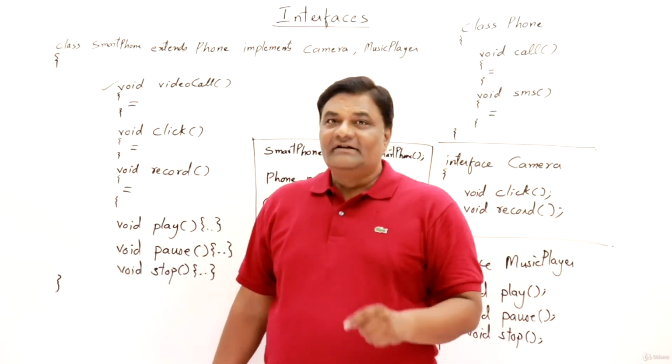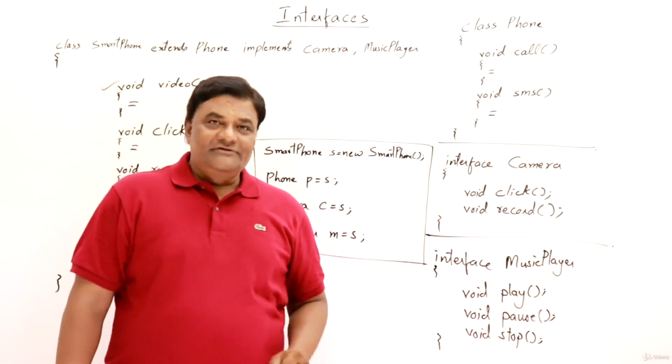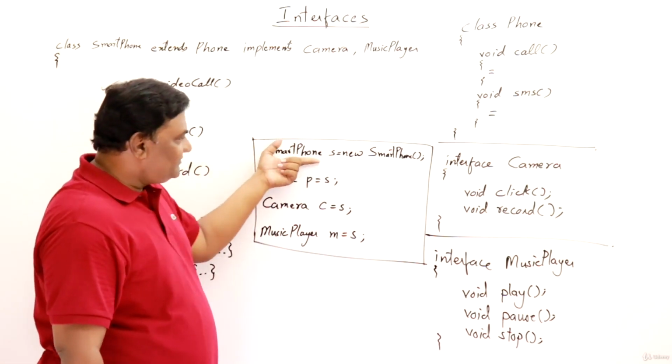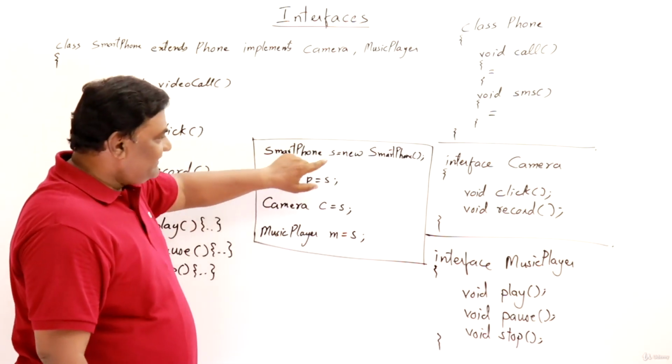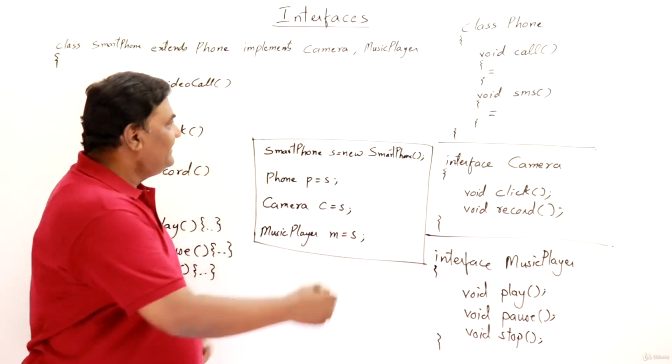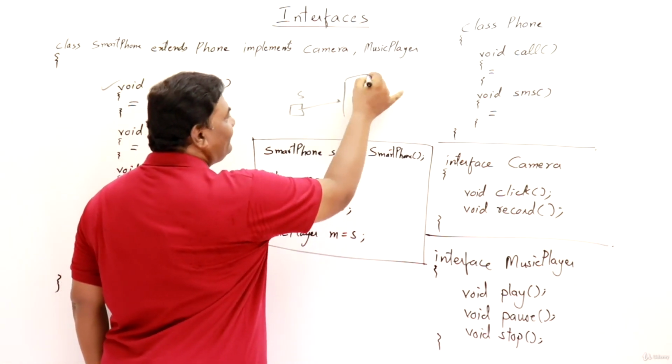Means they are overridden. Now let us look at this part. I can create the object of smartphone. I have created an object of smartphone. This is a smartphone class, right? Object is created and S is a reference for that. Okay, so S is a reference and here is a smartphone.